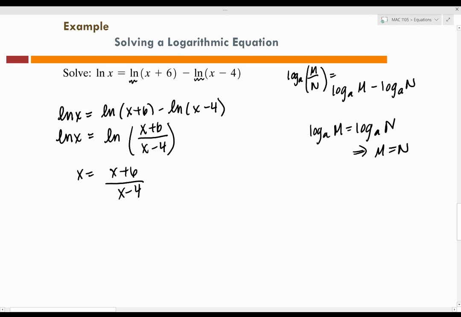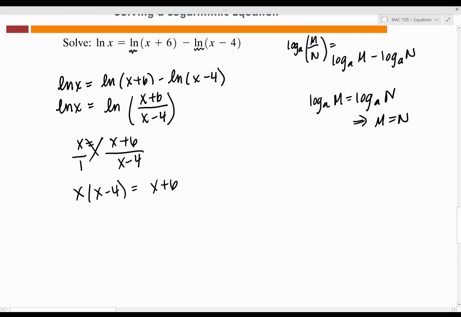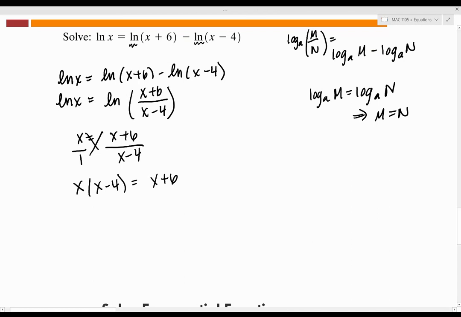So I'm going to cross multiply. I'm going to put the x over 1, and I'm going to cross multiply from left to right. So it's going to give me x times x minus 4 equals 1 times x plus 6. All right. I'm going to multiply the left-hand side together. Okay. Once I multiplied the left-hand side together, it created a quadratic. So now I'm going to put my entire problem in standard form. So I'm going to move what's on the right to the left.